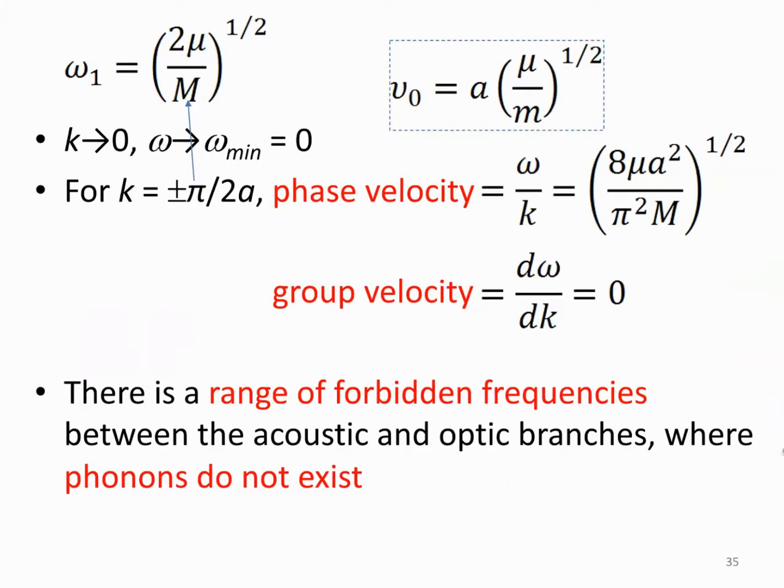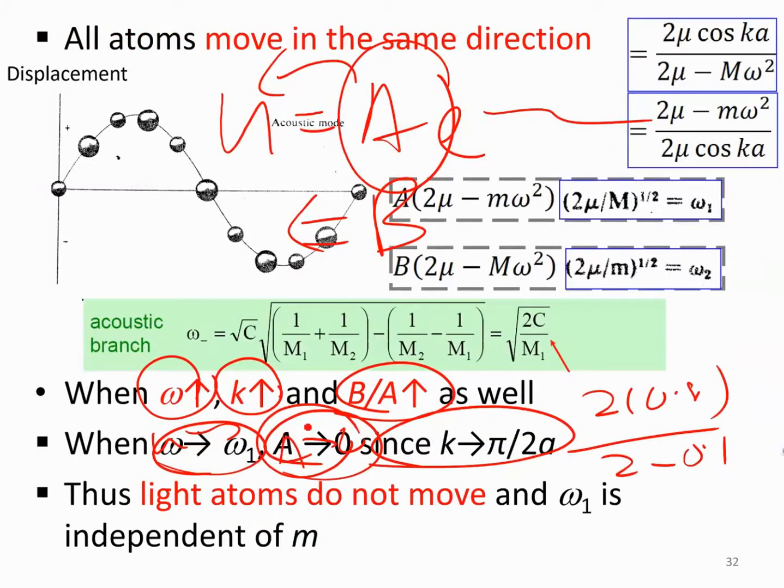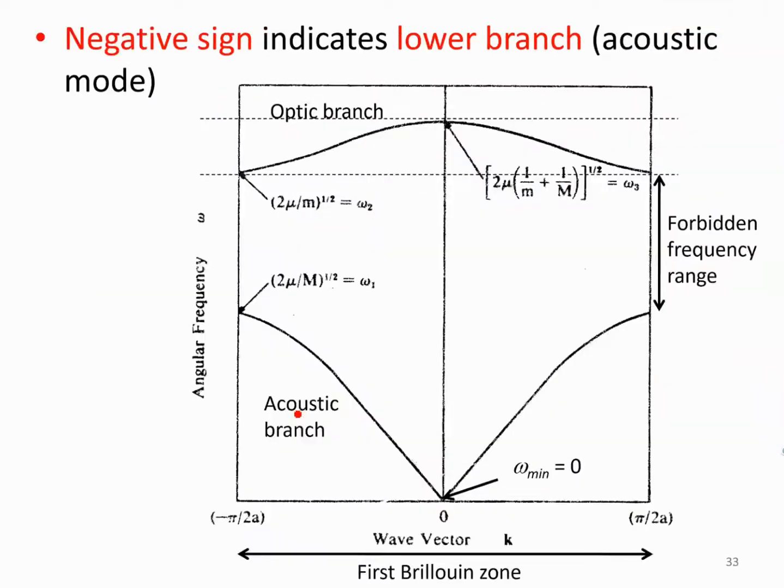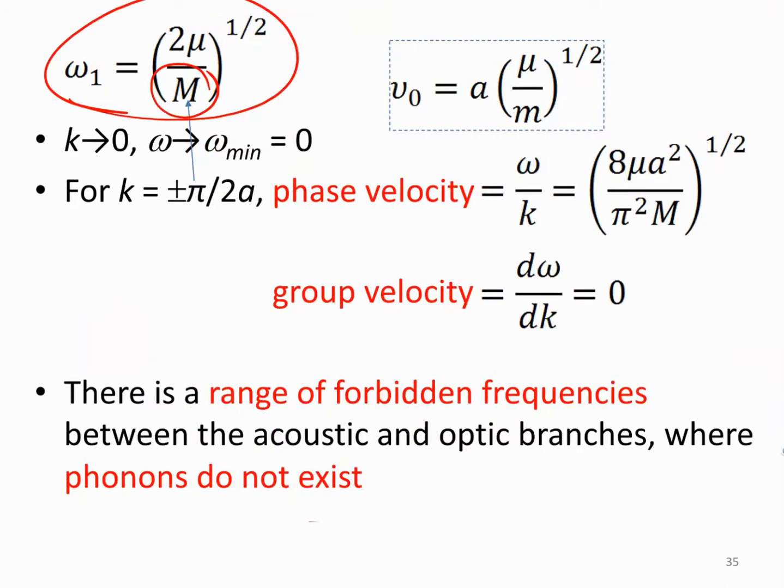Okay, so same equation here, omega 1 equal to this one. So you can see that this is the reason why omega 1 only involves the heavy atom M and does not involve the small letter m, because A is 0. So when k approaches 0, omega approaches omega minimum equal to 0.